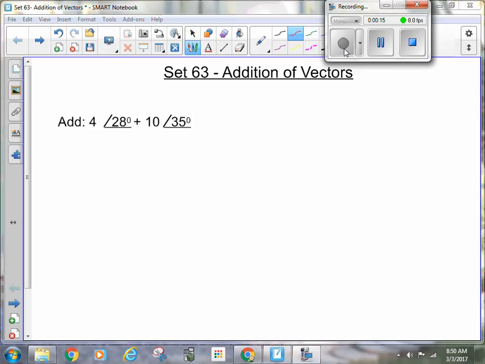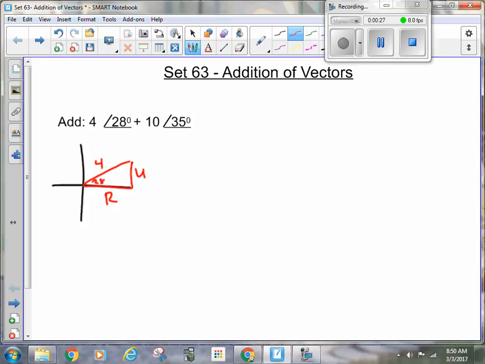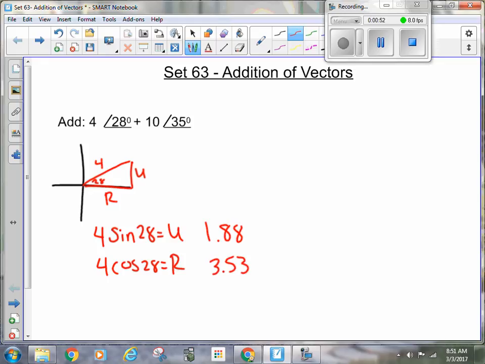So if we look here at our first one, if I go ahead and draw my triangle, I'm at 28 and I have 4. So this is my U and my R. Okay, so we have talked about that you can just do 4 times the sine of 28 equals U, and we can do 4 times the cosine of 28 equals R. And so when we do this, let's go to 2 decimal points. So go ahead and we punch that into our calculator, and we get here 1.88 and 3.53. When you're doing this, just a reminder, make sure that your calculator is in degrees, not in radians.